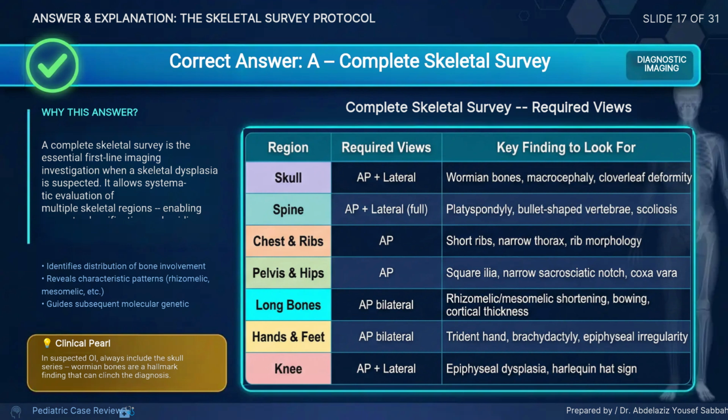Hands and feet bilateral for trident hand, brachydactyly, and epiphyseal irregularity. Knee anteroposterior and lateral for epiphyseal dysplasia and harlequin hat sign. In suspected osteogenesis imperfecta, always include the skull series to identify Wormian bones.